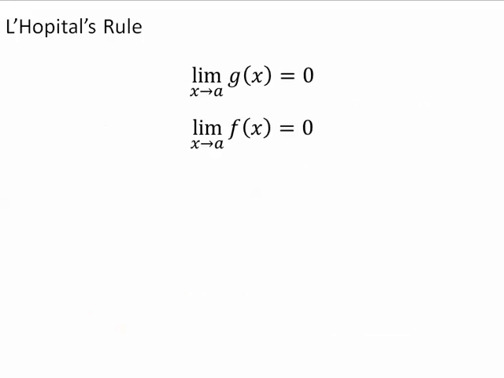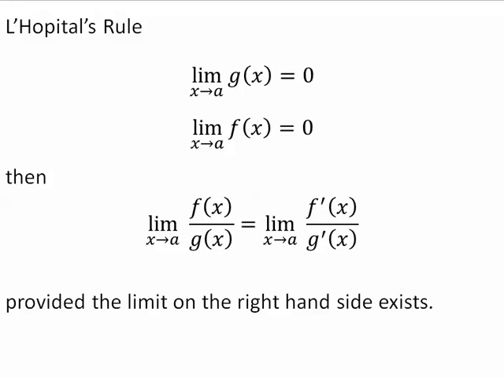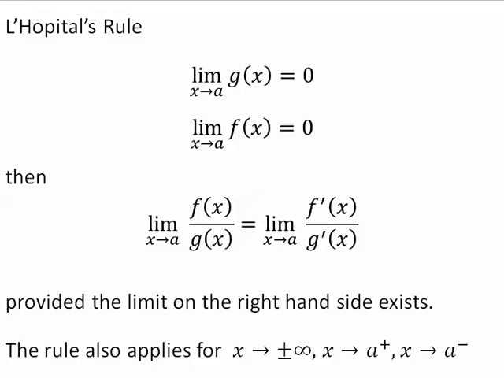L'Hopital's rule, part 1. Suppose that as x goes to a, the function g is going to 0, and the function f is going to 0. Then L'Hopital's rule says that the limit of f over g is equal to the limit of f prime over g prime, provided the limit on the right hand exists. This rule also applies if x is going to infinity or approaching from the right or from the left.